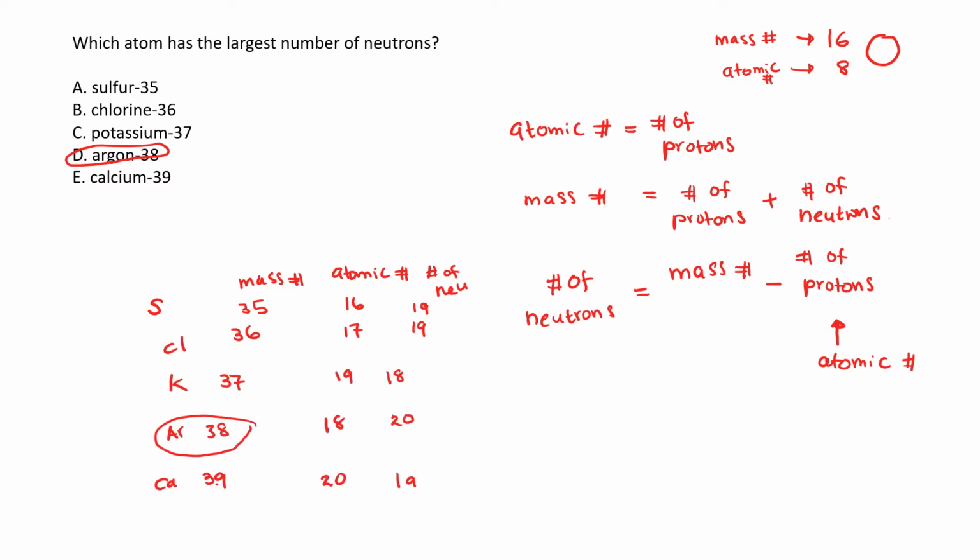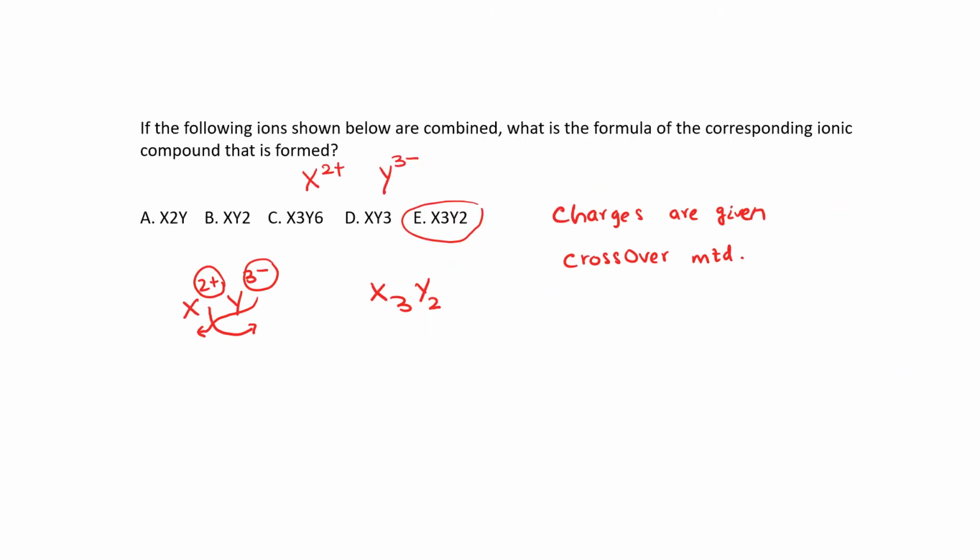You are going to do the rest in a similar fashion. So chlorine has a mass number of 36. It's given an atomic number of 17. This is what you have taken from your periodic table, and you are going to subtract these two numbers, and the answer is 18. And you are going to do the same for potassium, argon, and calcium. And then you see the largest number of neutrons is in argon. So your answer is D.